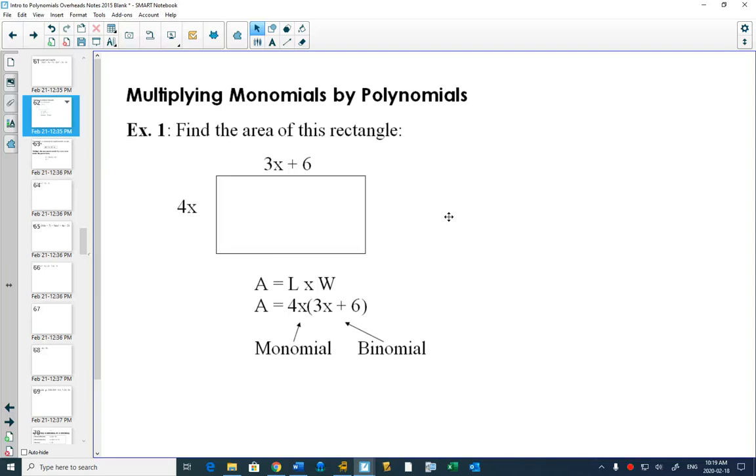Today we're going to connect the ideas that we've been doing already to some other algebra that we've done in the past. So last semester we found areas of rectangles. We have on our formula sheet, which you get for your test, an area formula for a rectangle that says length times width.